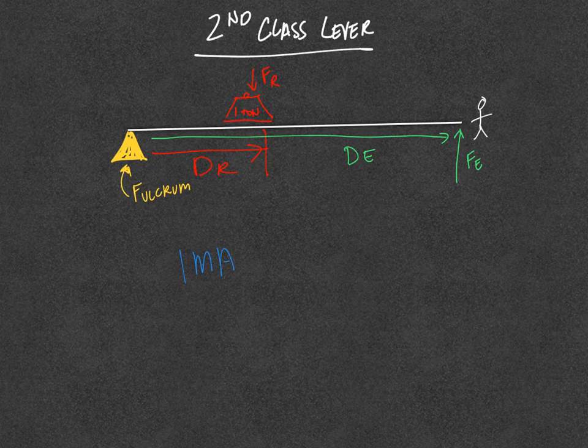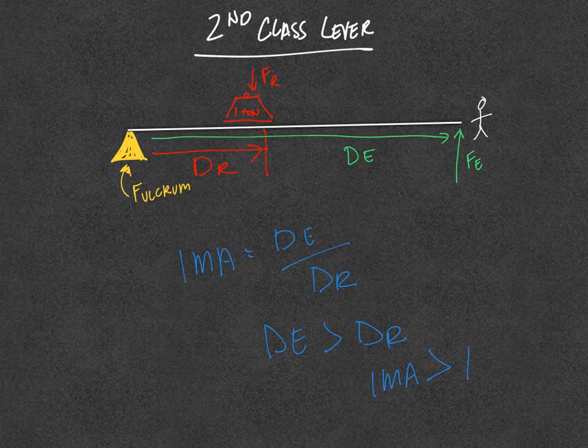You can see here, if we reflect back on our IMA equation, dE over dR, that in this case, our distance of effort is always going to be greater than our distance of resistance, and that means that our IMA in a second-class lever has to be greater than 1.